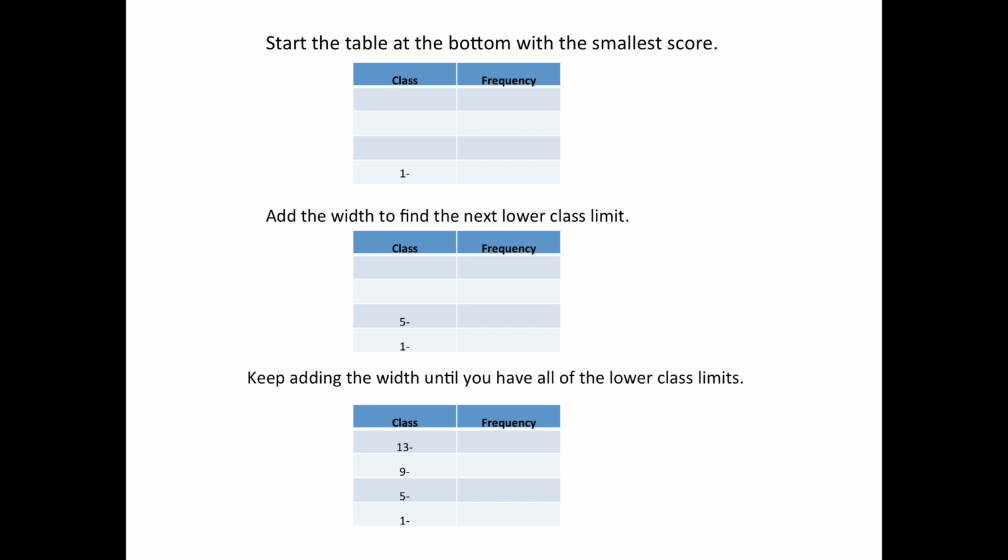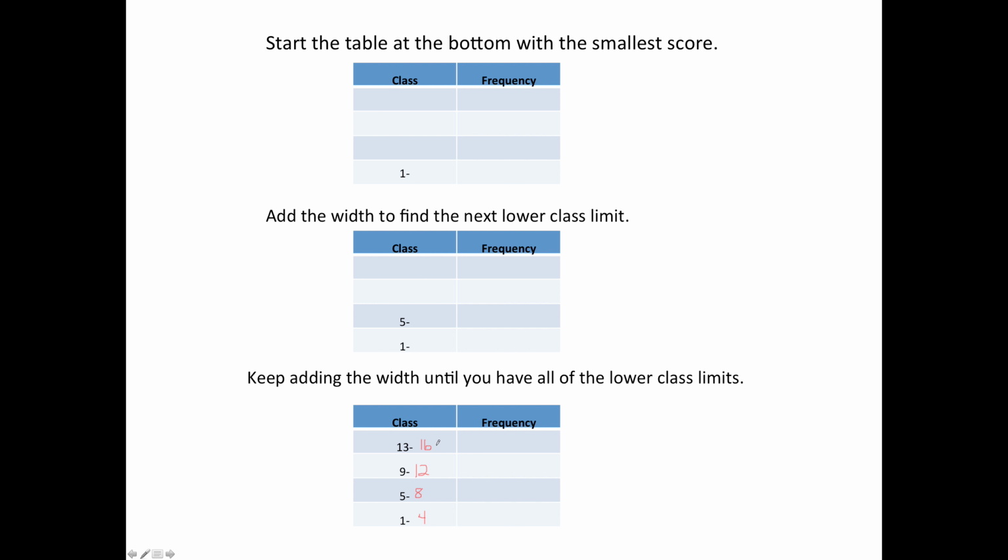Okay, now we need to fill in the rest. Well, this one has to go from 1 to what? Well, if the next one starts at 5, then this one would have to go to 4. And then this one would have to go to 8, etc. And since the left side went up by 4, this is going up by 4 also. The next one would be 12, and then the next one would be 16.